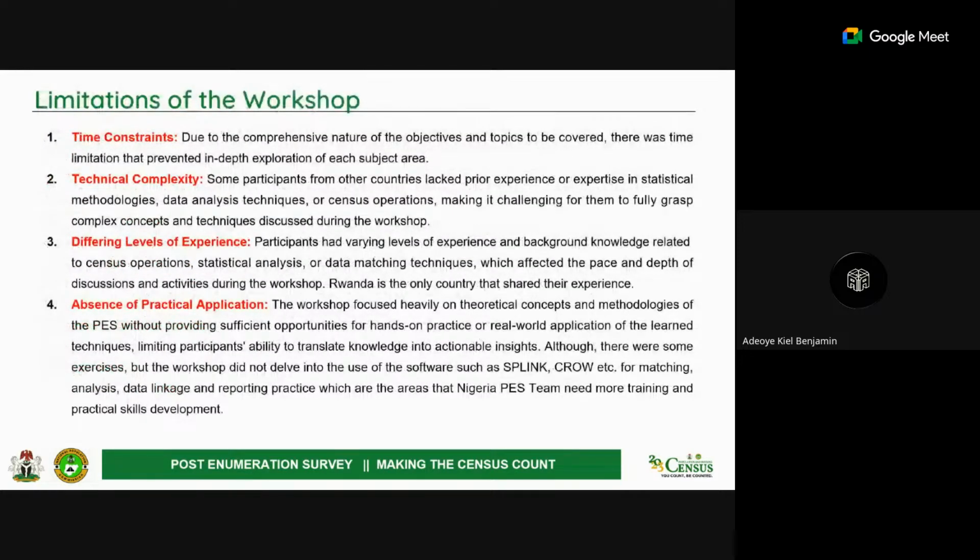Okay, another limitation that probably we have skipped... Is that the next one? Okay, let me go on. I'm sorry. So, recommendations.